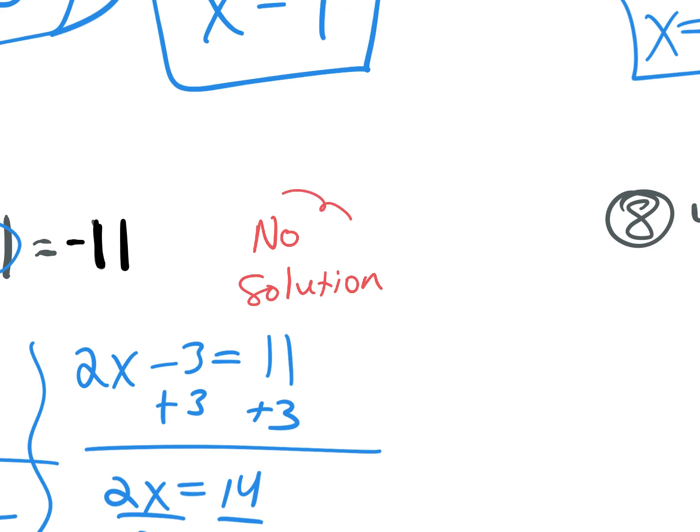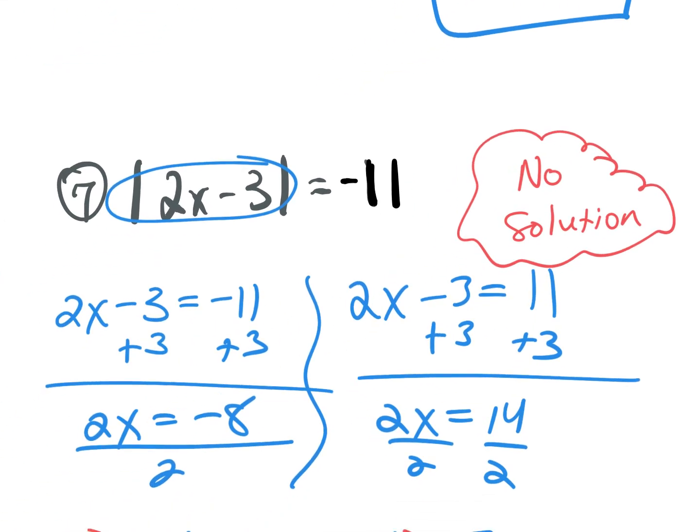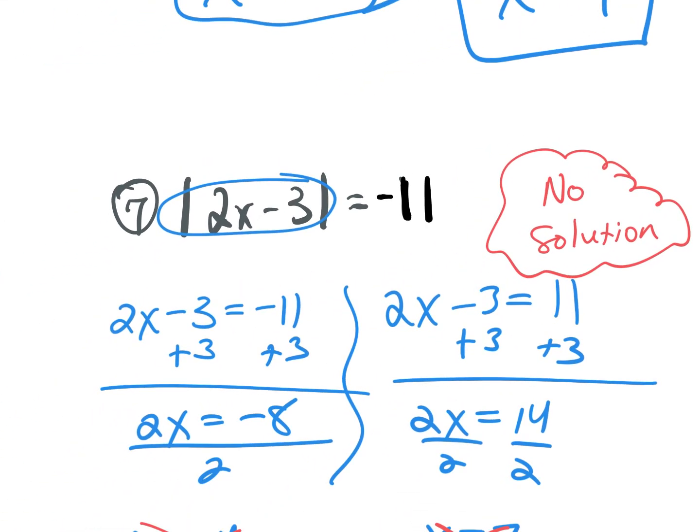I like that you're seeing that. Here's my problem with that. A lot of times, it's no solution, guys. Now listen to me. It's no solution when, once you have your absolute value isolated, do you see how this is isolated? Once you have absolute value by itself, and it's set equal to a negative number, it's no solution.